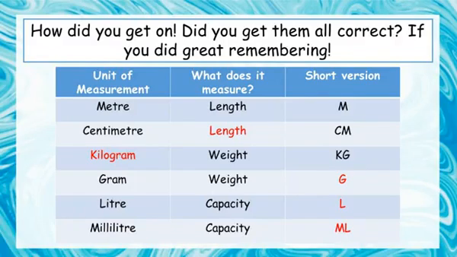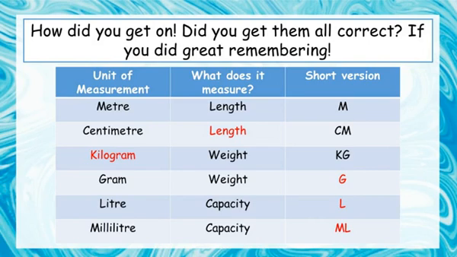Well, did you get all of those correct? So, missing from the second line, centimetres are measurements of length. Kilograms are what we're talking about in the third line. G is the short version of grams. L is the short version of litres. And ml is the short version of milliliters. Did you get all of them?